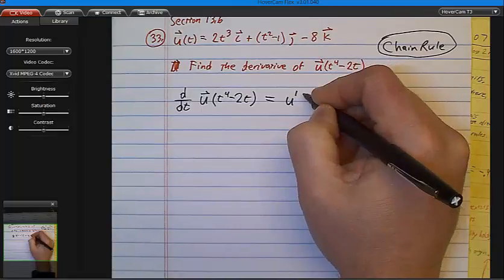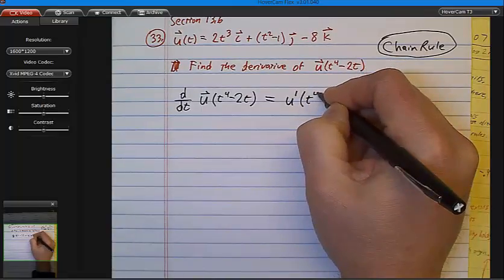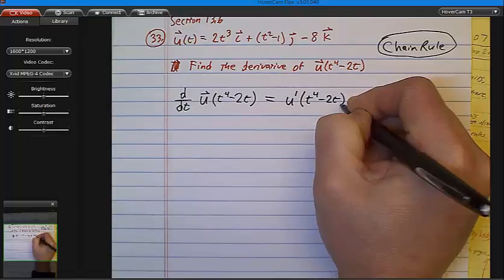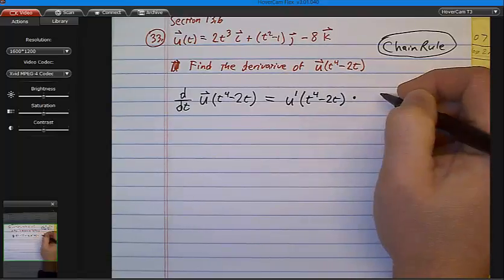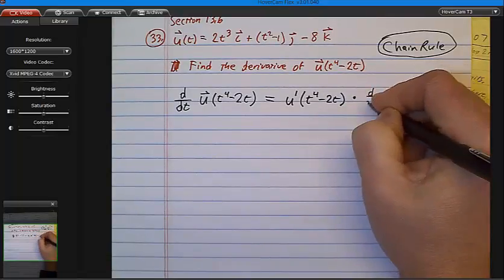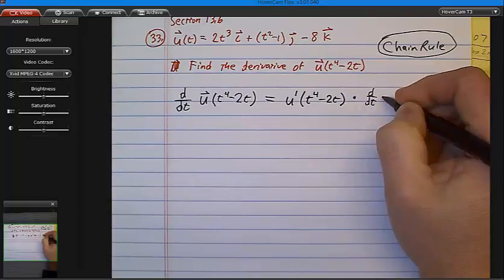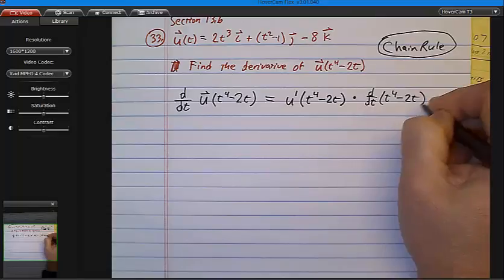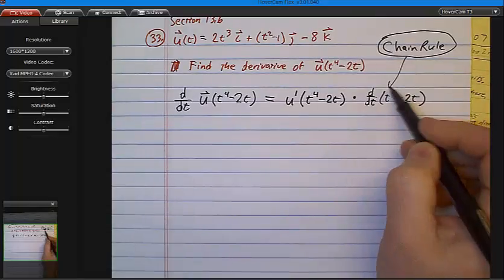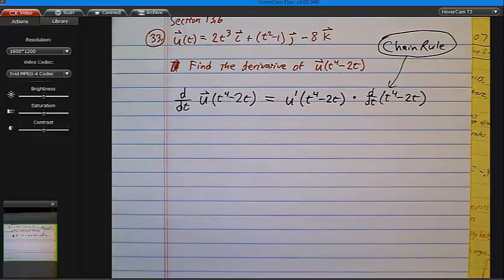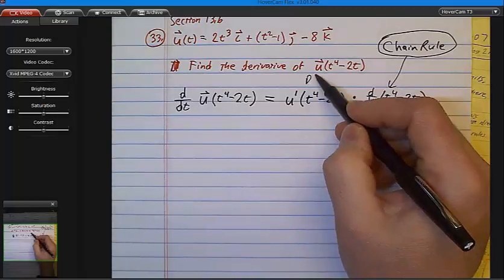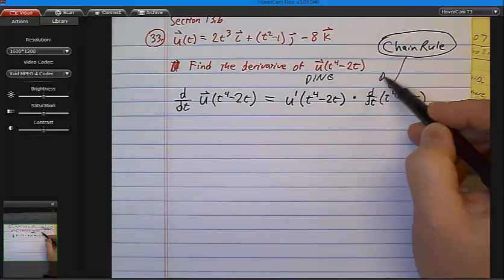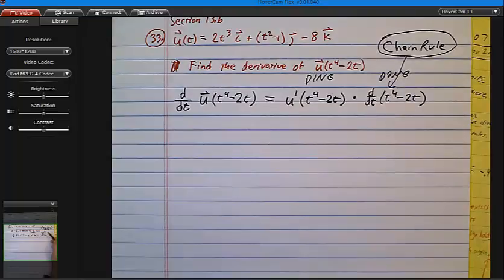u prime of t to the fourth minus 2t times the derivative of t to the fourth minus 2t. That's the chain rule, that's the dong. My Calc 1 students, it's like we do ding, dong, right? You have to take the derivative of what's inside.